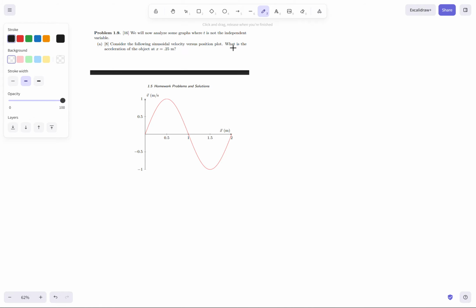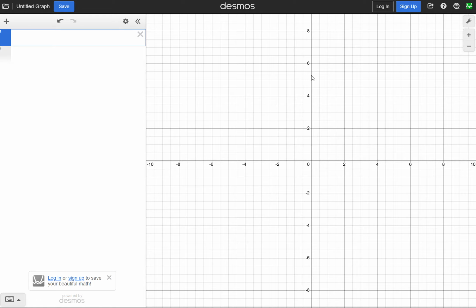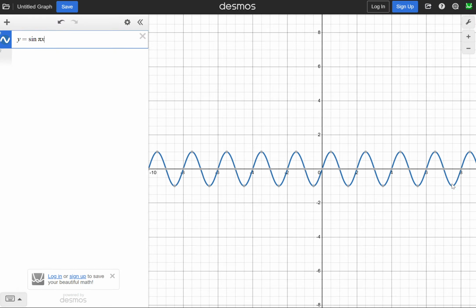Consider the following sinusoidal graph. The first thing we all know is that this is actually a graph of v equals sine pi x. And that's just from memory, kind of like how you can recognize, oh, this is a cosine graph, or this is a sine graph. So here I'll show you. y equals sine pi x.